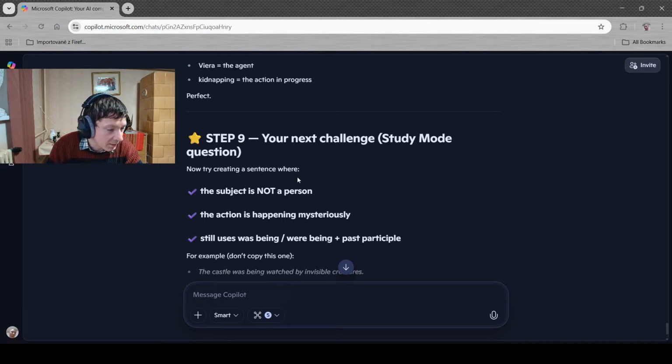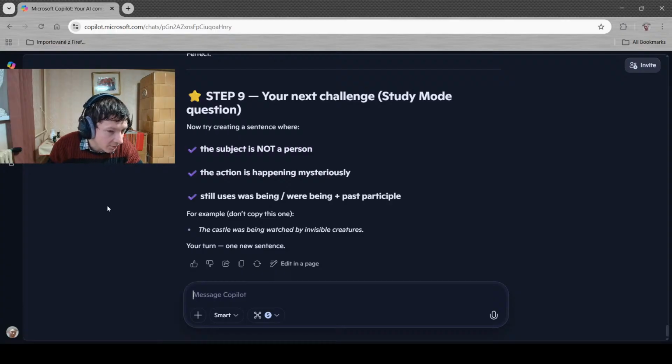Step 9. Your next challenge. Study mode question. Now try creating a sentence where the subject is not a person, the action is happening mysteriously, and it still uses was being or were being plus past participle. For example, don't copy this one. The castle was being watched by invisible creatures. Okay, we can continue.